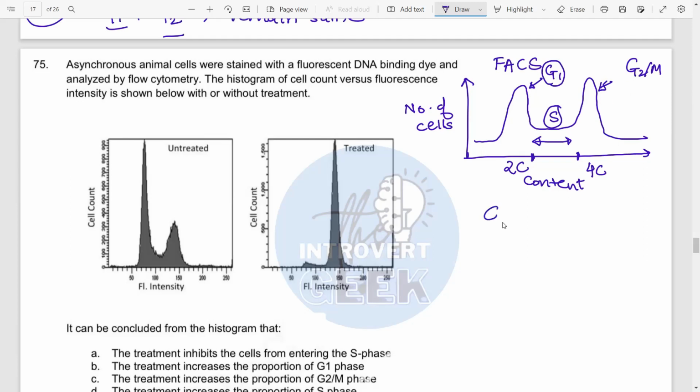So in the G1, it is 2C. In the S, it's anywhere between 2C and 4C, and in the G2 and M, it is 4C. Okay, so now you can easily understand what is happening over here.